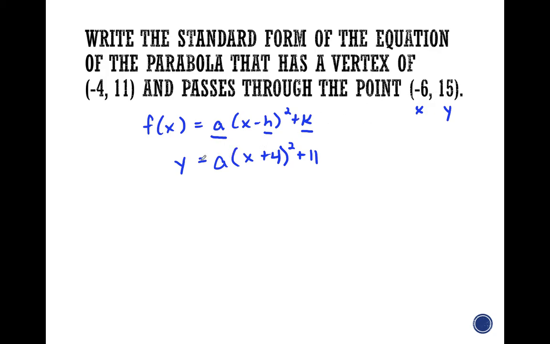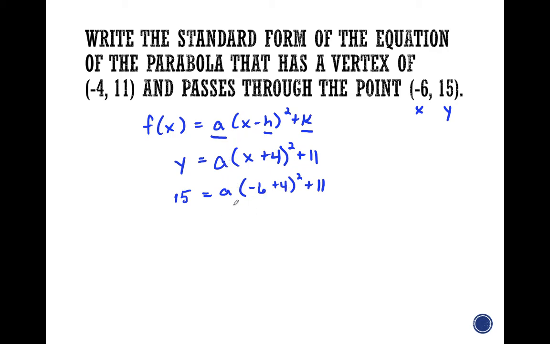Well, now I take that point and I'm just going to plug those values in for x and y. So I'm going to say, hey, y, you're going to be equal to 15, because I know that has to be a value since this parabola passes through that point. I have no idea what a is. x is negative 6 plus 4, quantity squared, plus 11. Because they gave us the vertex, we substituted that in for h and k, and because they gave us a point, we substituted that in for x and y, I now just need to solve this equation for a, and then I'll know what a is.